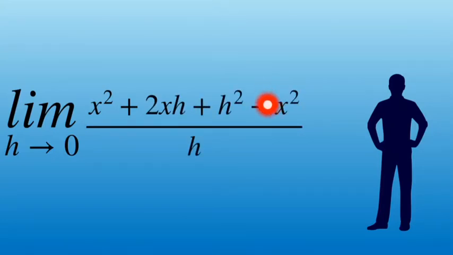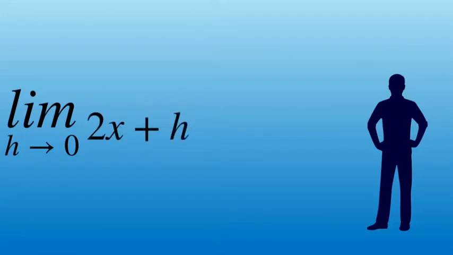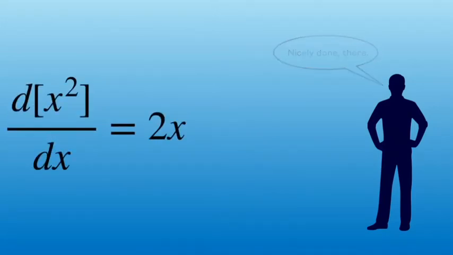Now we can cancel out the x squares to get 2xh plus h squared over h. Now let's divide the h's. And this is our new g of x. Because if you haven't noticed, when we substituted the last few times, we didn't really get a defined value for our limit. When we substituted in 0 for h, we didn't get a defined value. Now we do, and when we substitute in 0 in the place of h, we get 2x as the derivative of x squared.